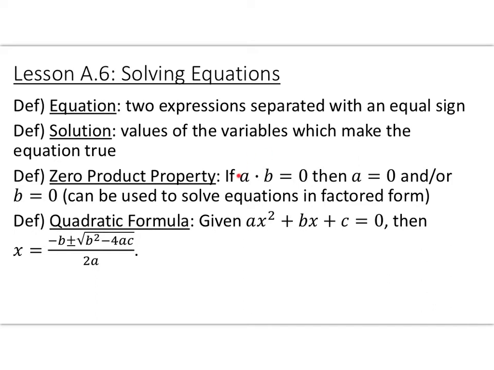If you have two things multiplied together, or more than two things multiplied together, set equal to 0, note it's the zero product property. This only works when it's equal to 0. Then one or both of those have to be equal to 0.